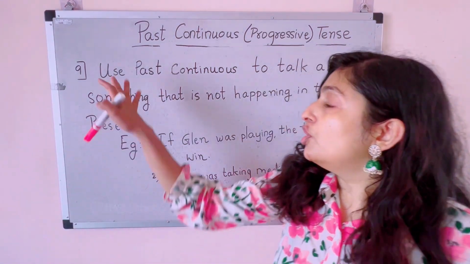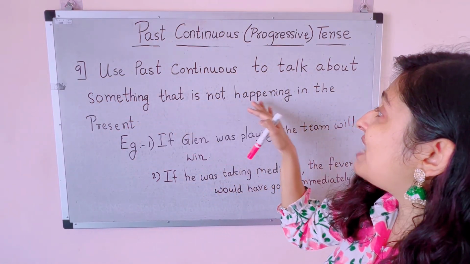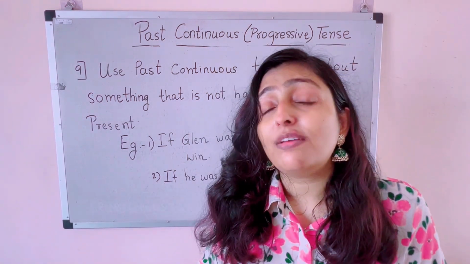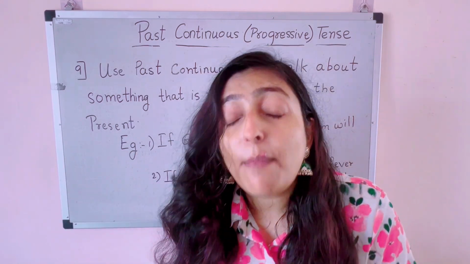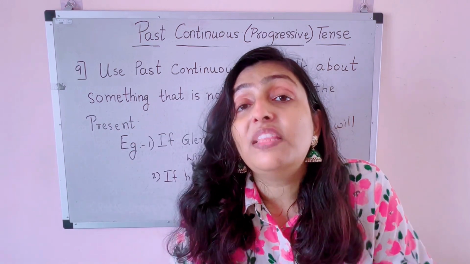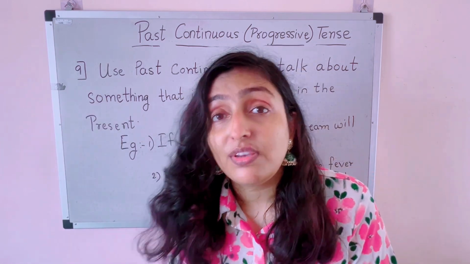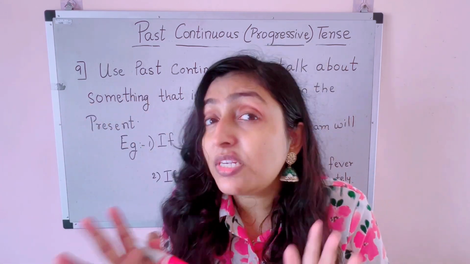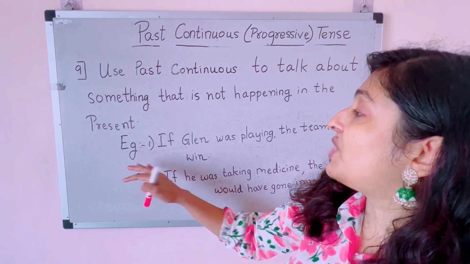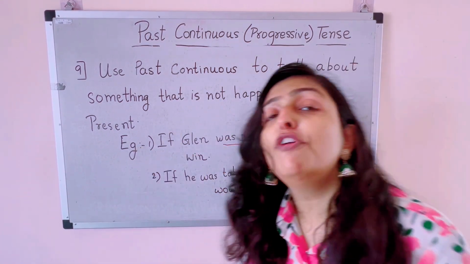Rule number 9, use past continuous to talk about something that is not happening in the present, which means that the action or the communication is happening in the present. The communication, the conversation is in the present, but something is not happening, which should have happened. It was important that something should have happened, but it's not happening. Let's look at the examples. If Glenn was playing, the team will win.